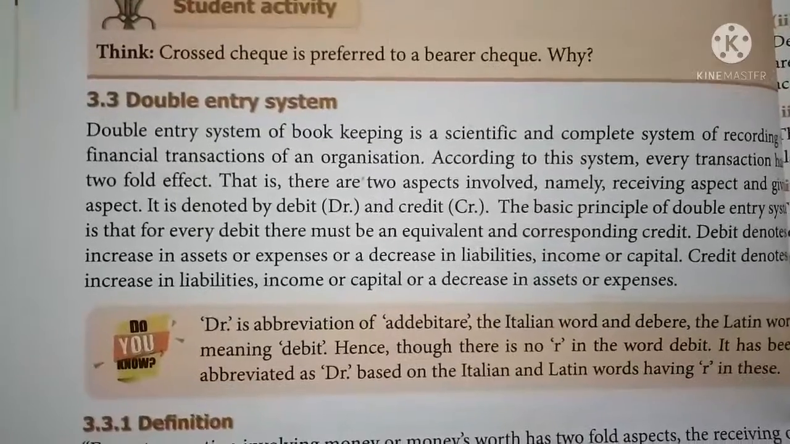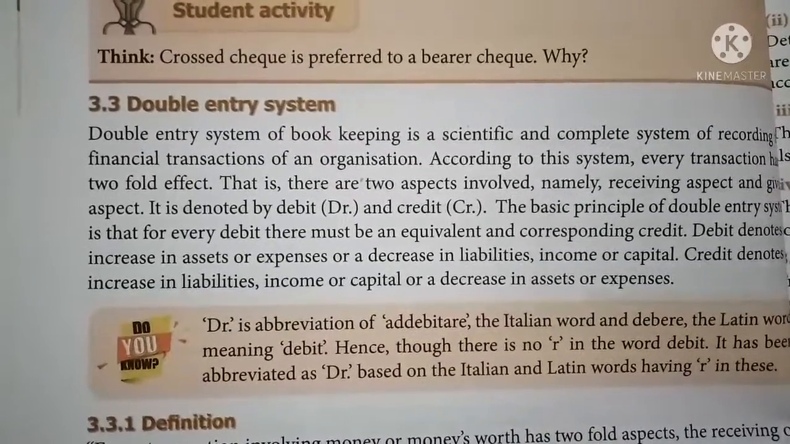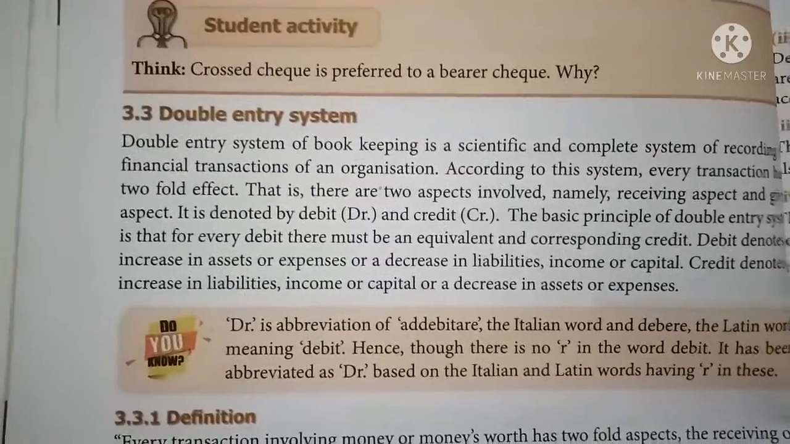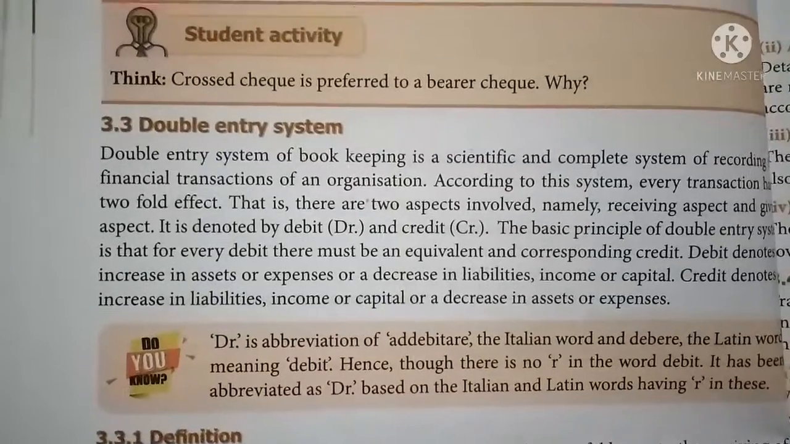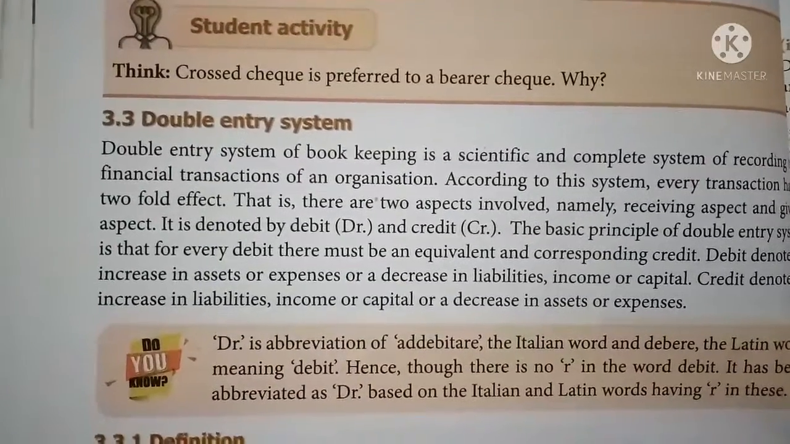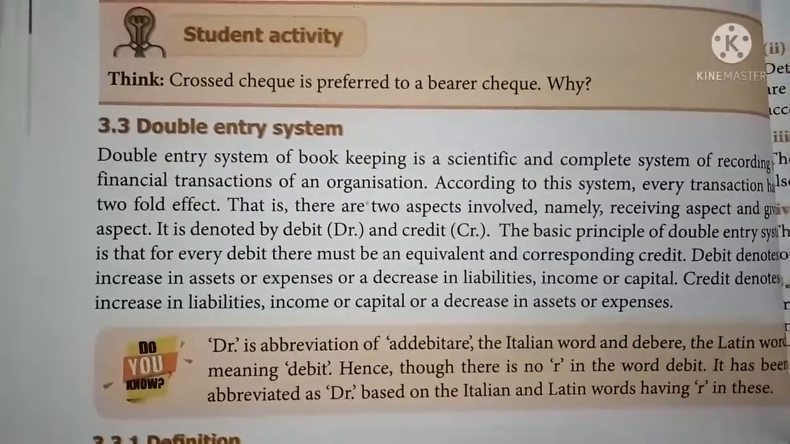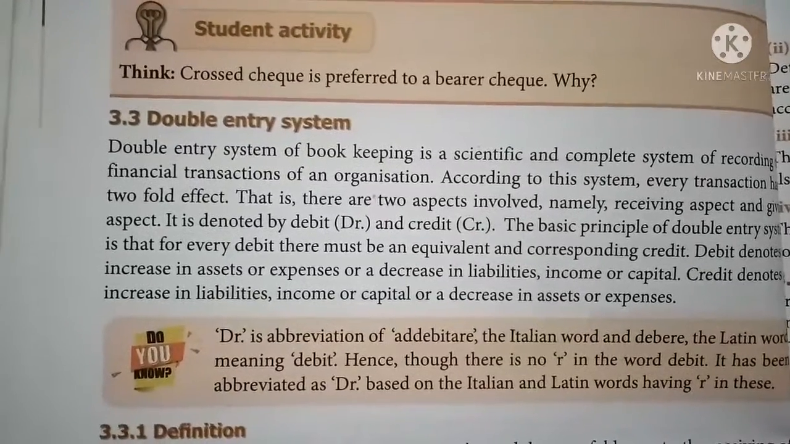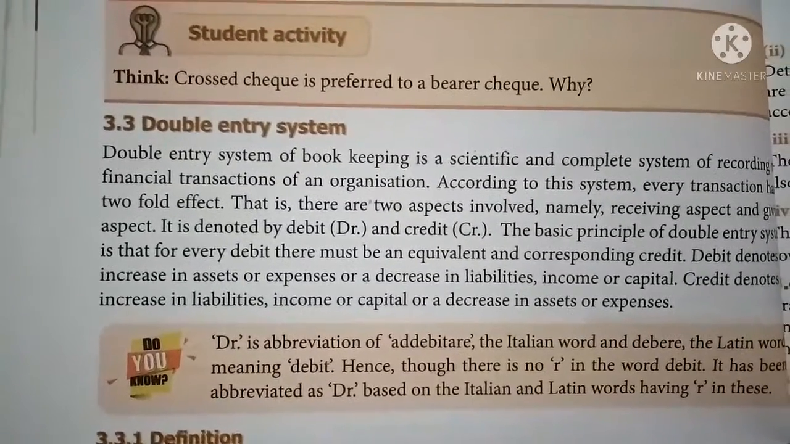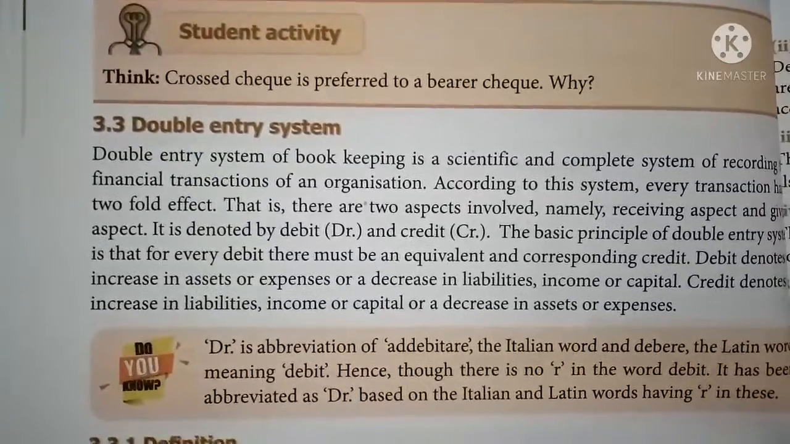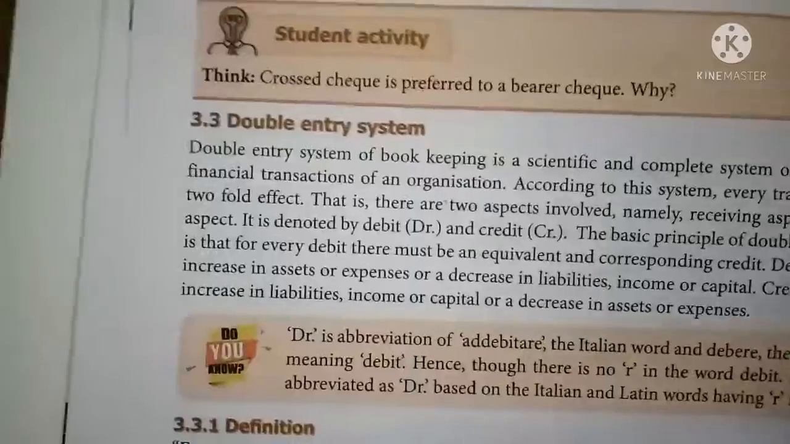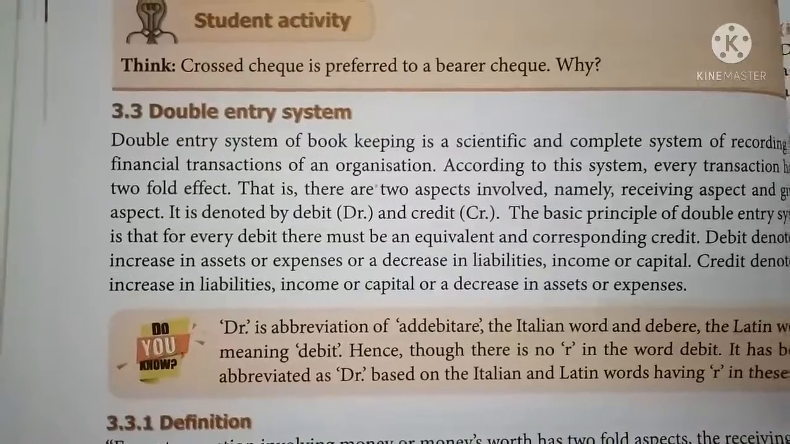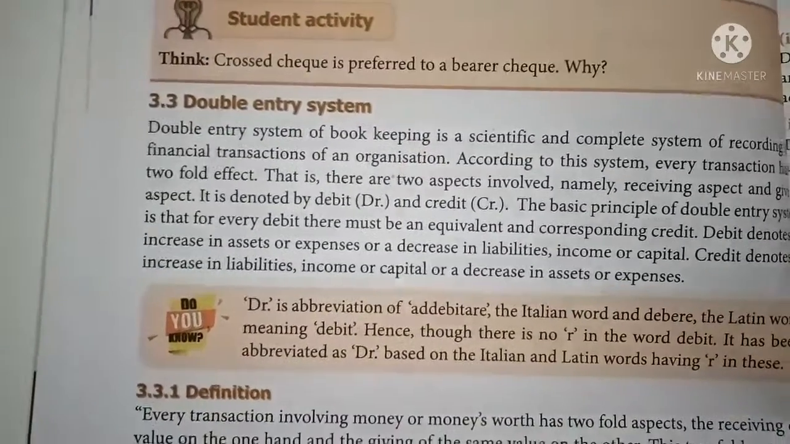We should record both aspects in the books of accounts with the help of the double entry system of bookkeeping. The basic principle of the double entry system of bookkeeping is that for every debit there should be a corresponding and equivalent credit. Debit denotes an increase in assets or expenses, or a decrease in liability, income or capital. Credit denotes an increase in liability, income or capital, or a decrease in assets or expenses. Based upon these principles, we should record all the financial transactions in a business concern with the help of some golden principles.